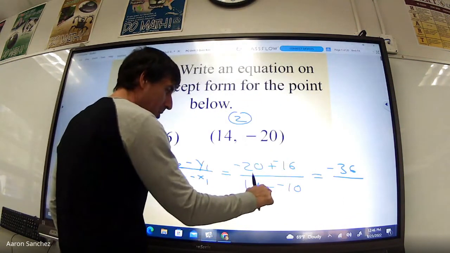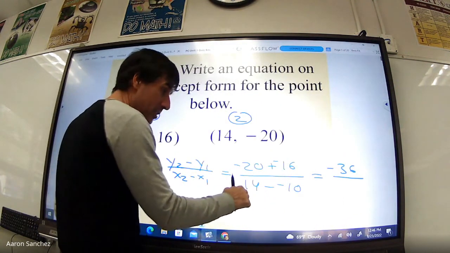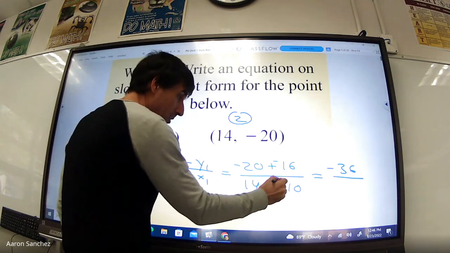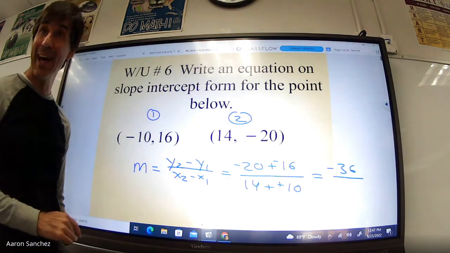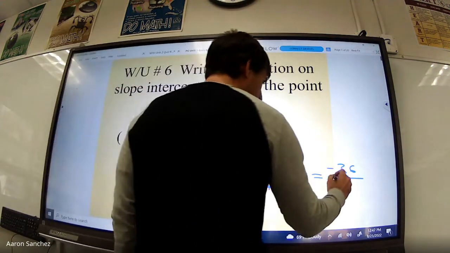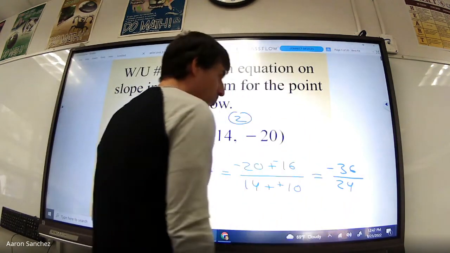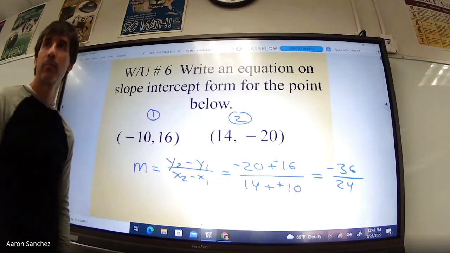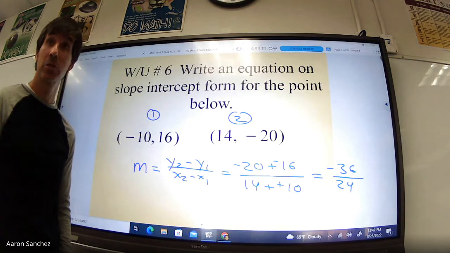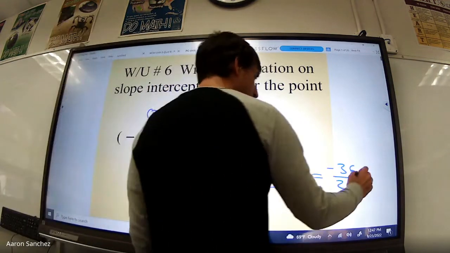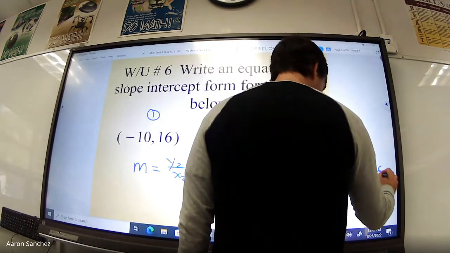Skip, change. It says subtraction, change to addition. Skip, change, change. Oh, I have 2 positives, which means I add. 14 plus 10 is 24. Now let's reduce our fraction. What are they both divisible by? 6? Okay, negative 36 divided by 6 is negative 6. 24 divided by 6 is 4.